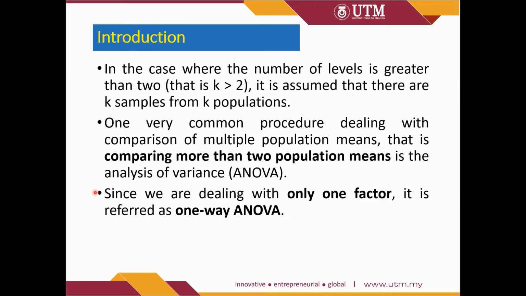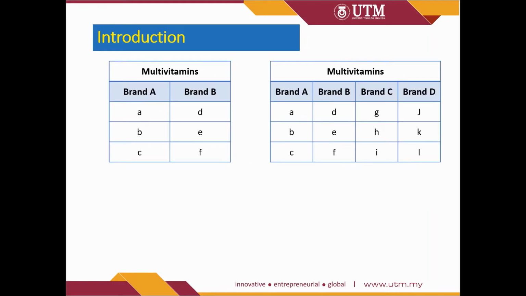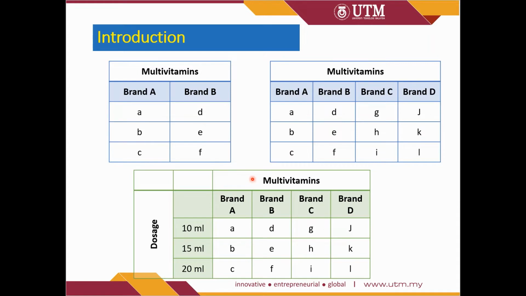Since we are dealing with only one factor, for example multivitamin, it is referred to as one-way ANOVA. Our example previously, multivitamin, contains only one factor. ANOVA can be extended to studies involving 2 factors. Here we have multivitamins and dosage. This study involves a two-way analysis of variance. But two-way will not be covered in our syllabus, so we just focus on the one-way ANOVA.